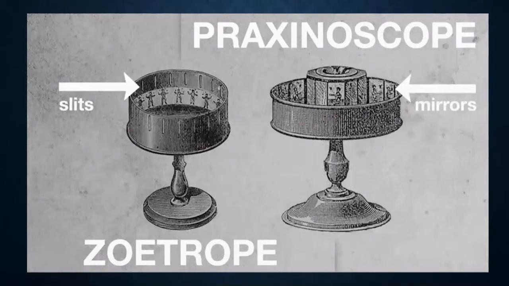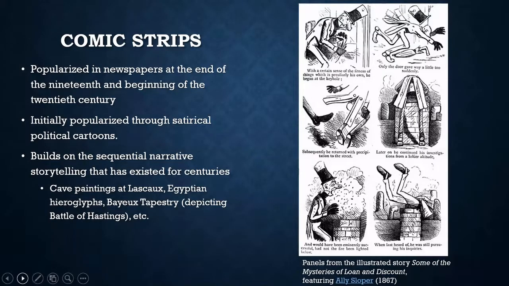And then we also have to talk about comic strips, because comic strips aren't popular until the late 1800s and into the 1900s. Originally, comic strips were only used to sort of make fun of people who were in charge in politics. And it's not until newspapers become really popular at the turn of the 20th century that we see comic strips becoming very popular. They build on sequential narrative storytelling like we just saw. So cave paintings, the Egyptian hieroglyphs, they sort of build on all of these things we've already seen.